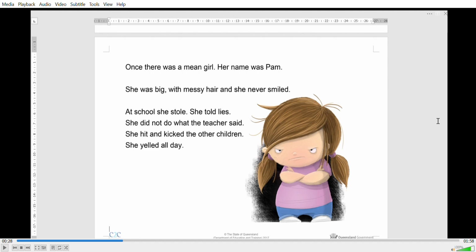What about when? There's a word on this page that tells us when this page was set. Yes, it says day. So when did she yell? All day. Let's have a look at the next page.